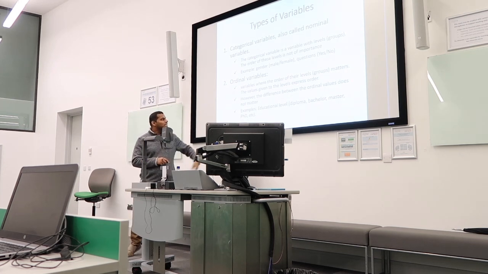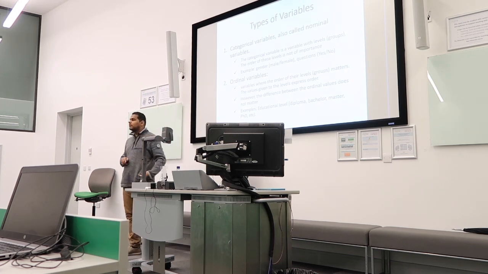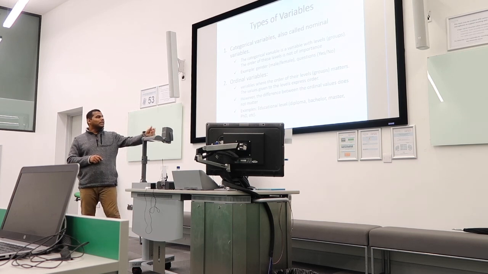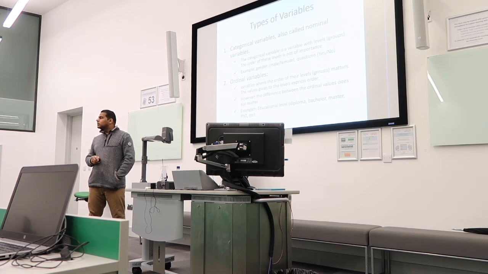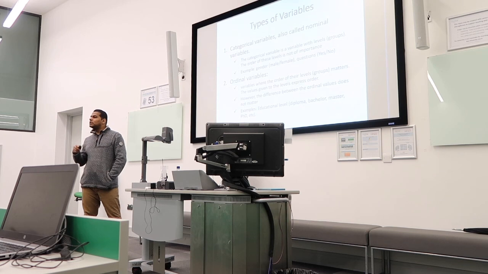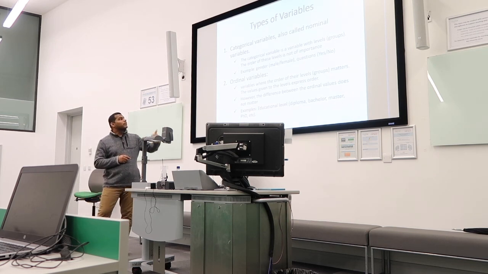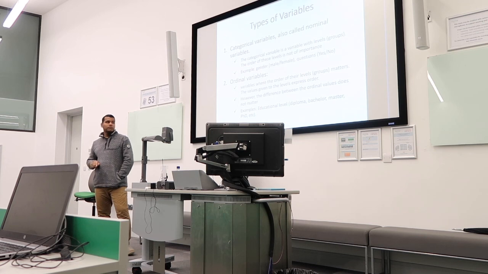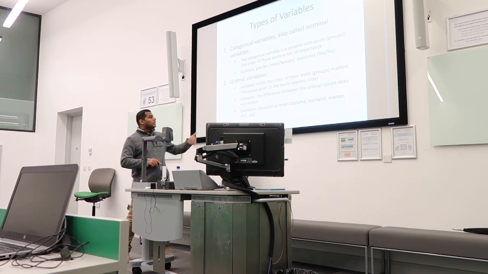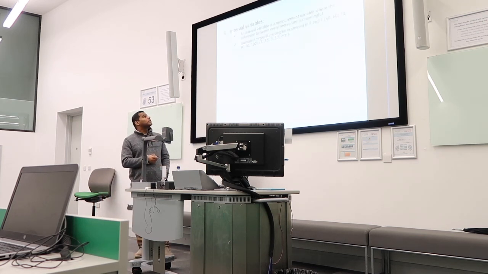For example, educational level. We have diploma, bachelor, master, PhD, these categories. Yes? But the order of these categories is important. So that's why we call it ordinal. It takes the properties of categorical variables plus the order is important. This is what we call ordinal.